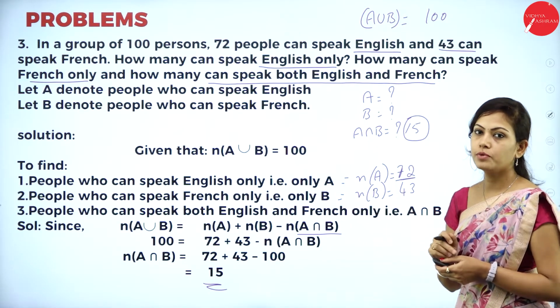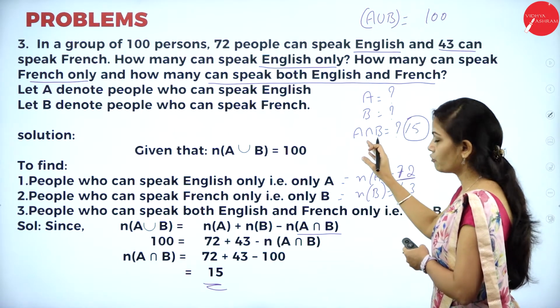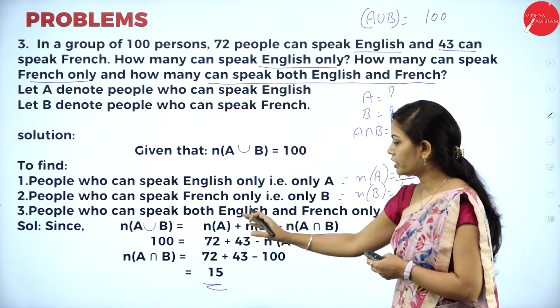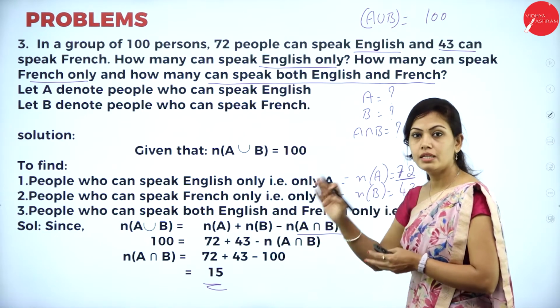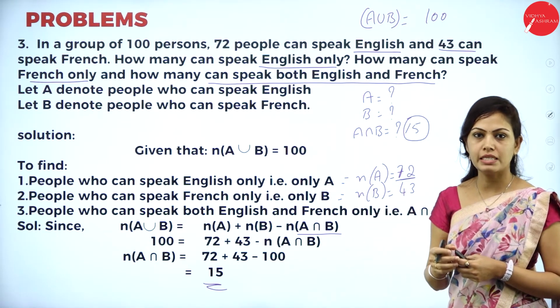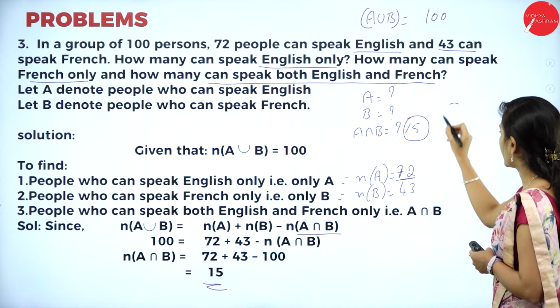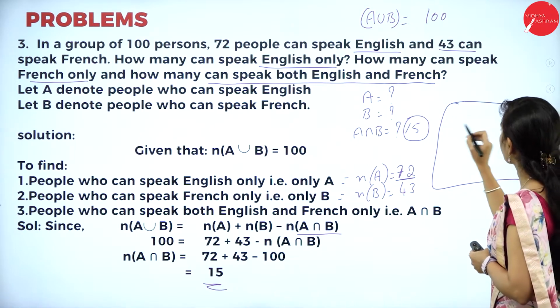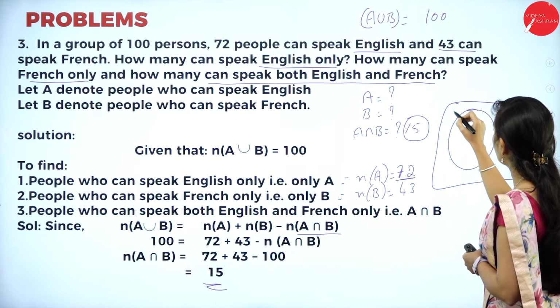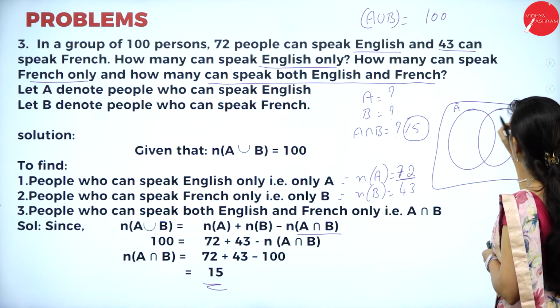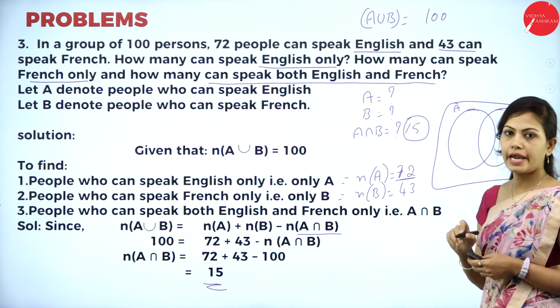using a Venn diagram. First you have to find the value of a intersection b and a union b, n of a and n of b. Then we can draw a Venn diagram easily. So what is a Venn diagram for? So here I have two set elements, that is a and b.